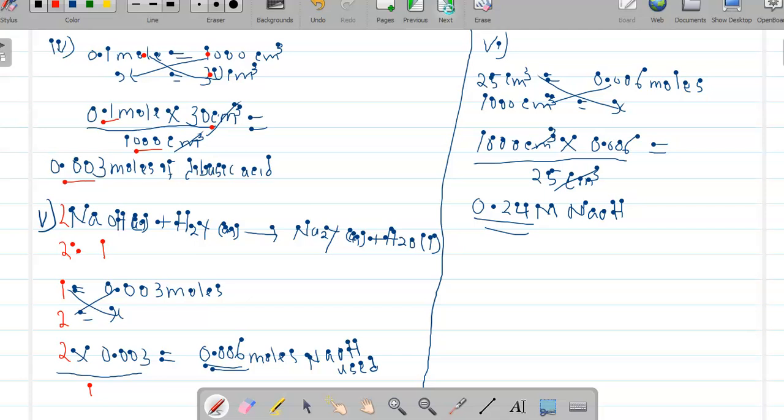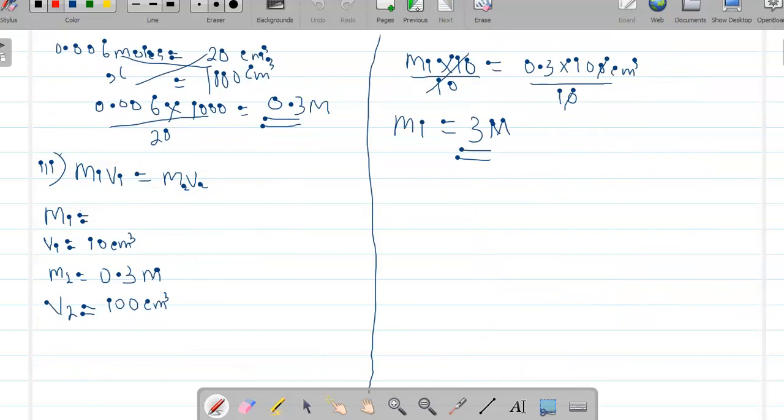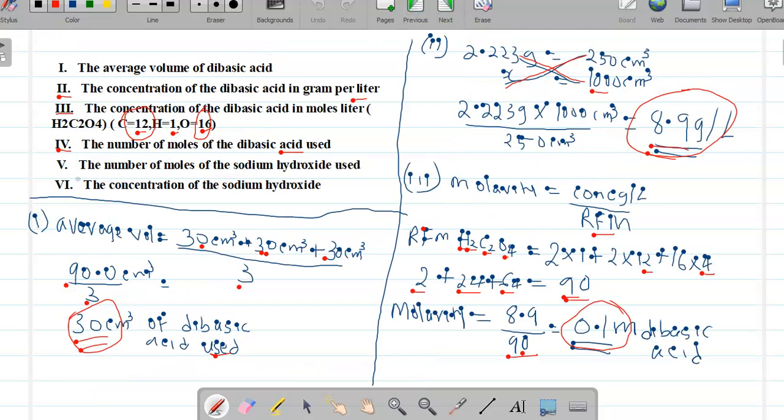So the next question, which is Roman 5. Roman 5 is asking the number of moles of the sodium hydroxide used. If we have the number of moles of the dibasic acid used, to get the number of moles of sodium hydroxide used, you react, then you balance the equation, and this is what you do when you are reacting.